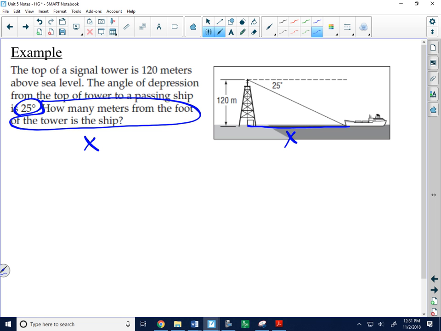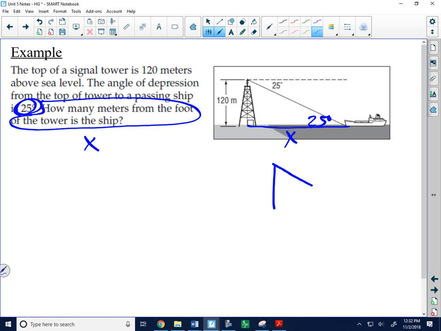Now, let me say this. I actually hardly ever even draw in an angle of depression because I know it's equivalent to the angle of elevation. So really, I don't usually even draw on that 25. You have to draw on an extra line. It's not even part of the triangle. So whenever I hear angle of depression, I really just think angle of elevation from the opposite figure. So from the ship up to the top of the tower, there's the angle of elevation. You can put the other 25 in there if you want, but really you just need the one at the bottom.